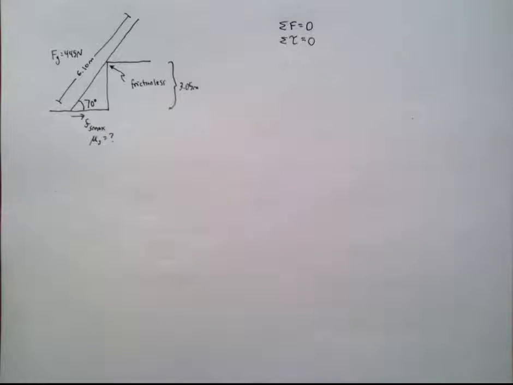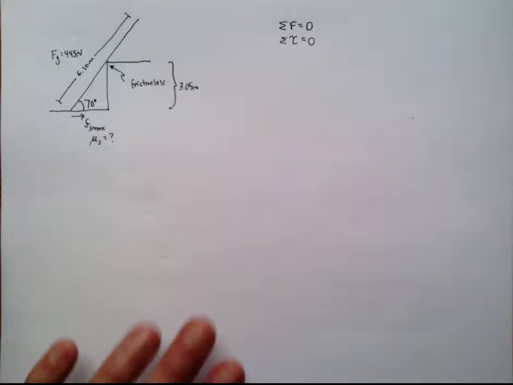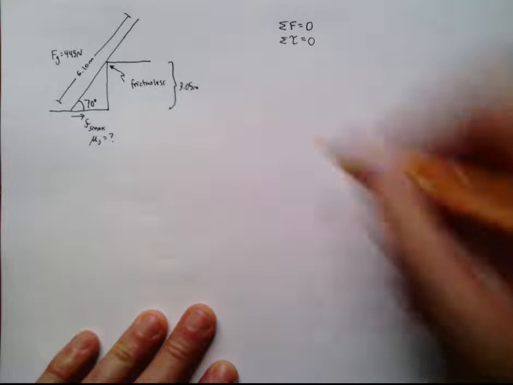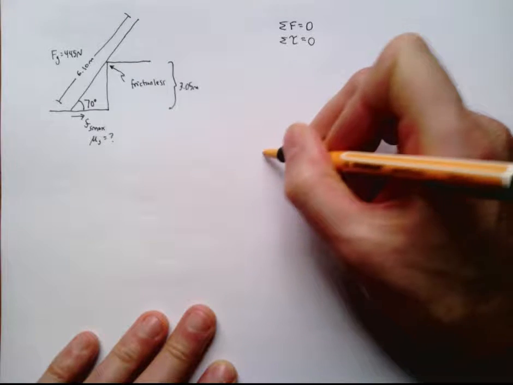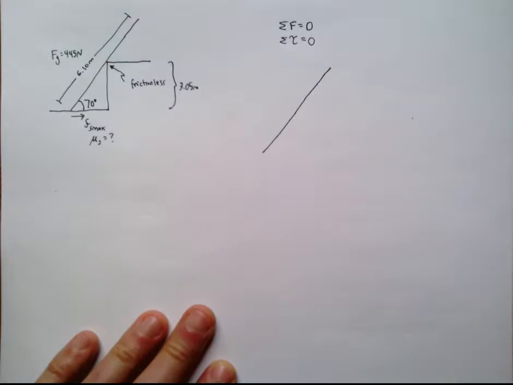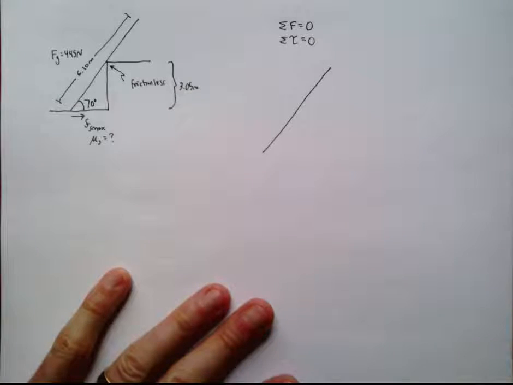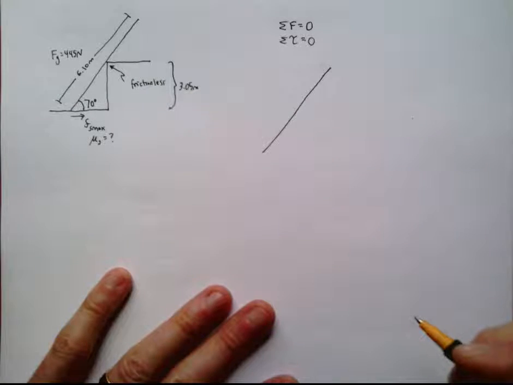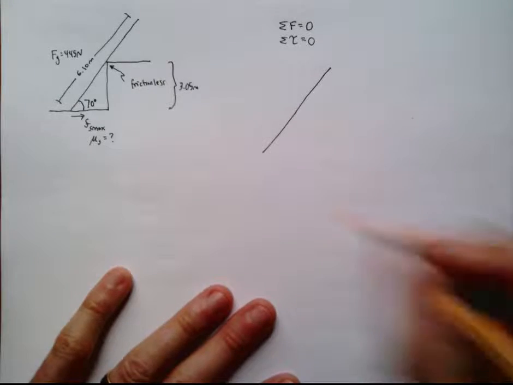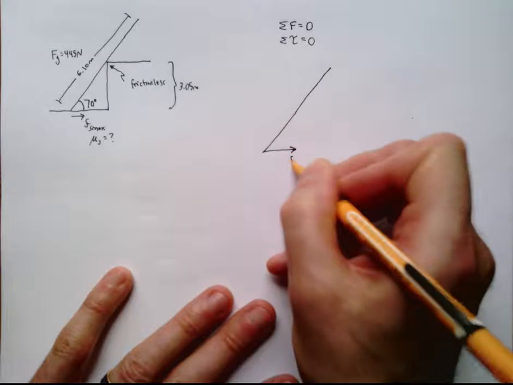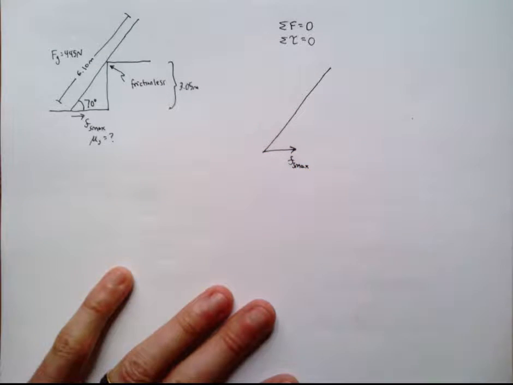So since this is clearly an object that we can't represent as a point because it has forces acting at different locations along it, I'm going to draw it as a long object. And that's really important if you're going to analyze torques, because you need to know exactly where the forces are being applied in order to calculate torque. So let's think about the forces that are acting on this object. So clearly there's a friction force. In fact, that is maximum static friction because of the situation that it's in.